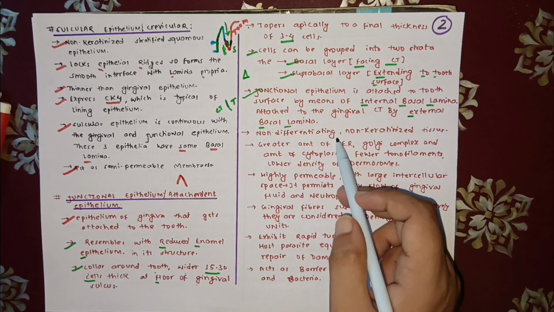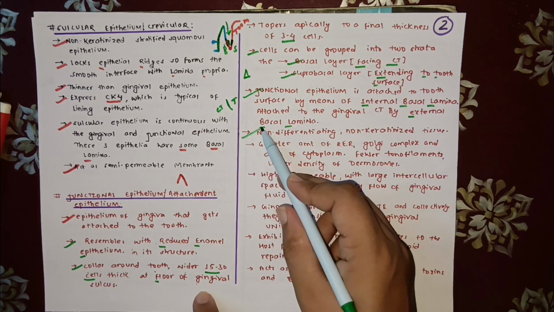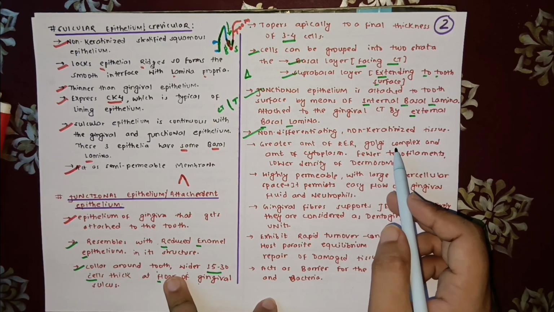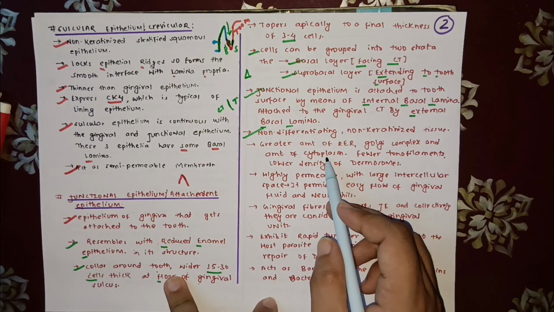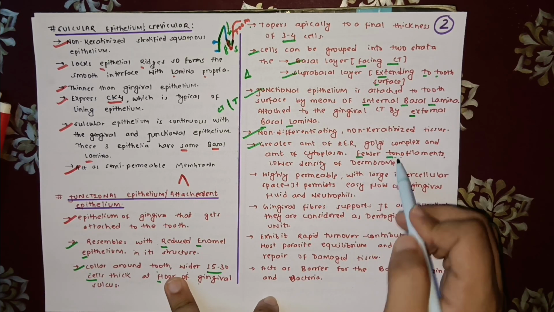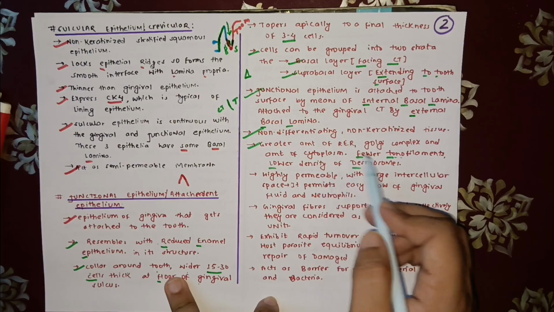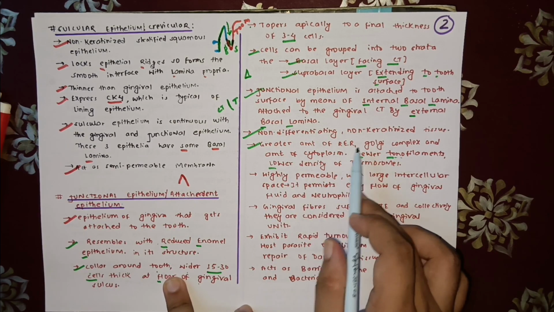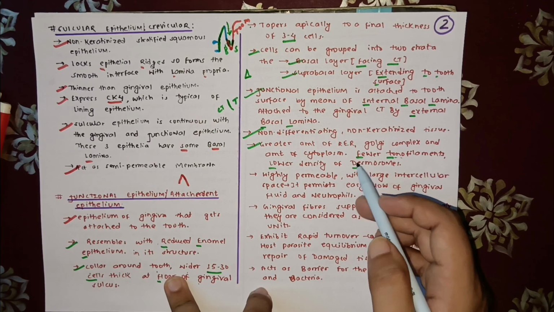After that, it is non-differentiating, non-keratinizing tissue. Okay, non-keratinized tissue, with a greater amount of rough endoplasmic reticulum, Golgi complex, and amount of cytoplasm in this junctional epithelium, and fewer tonofilaments and a lower density of desmosomes. So these are the features of the cells present in a junctional epithelium.